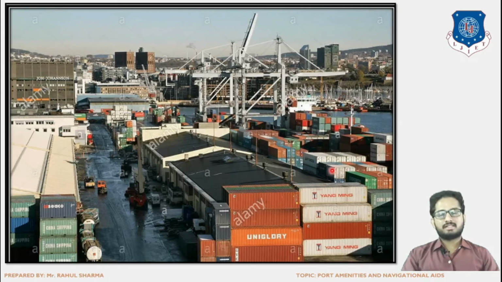So basically this is the view for a transit shed, that is for short term storage of cargo or commodity. So here the transit sheds are kept in succession to each other, that is adjacent to each other.